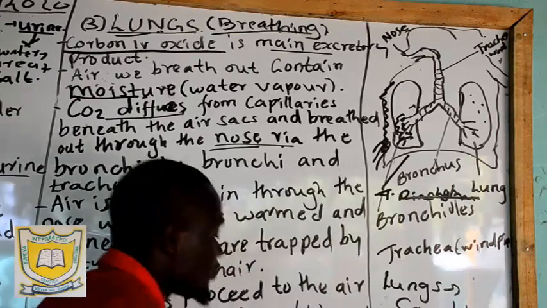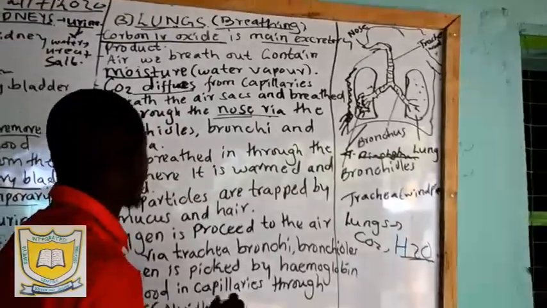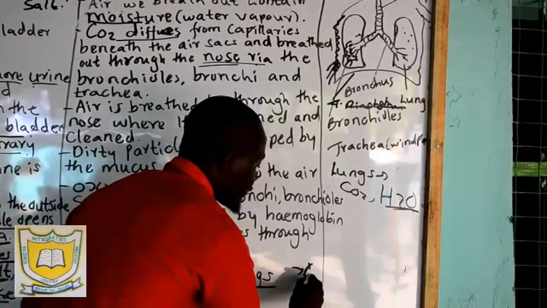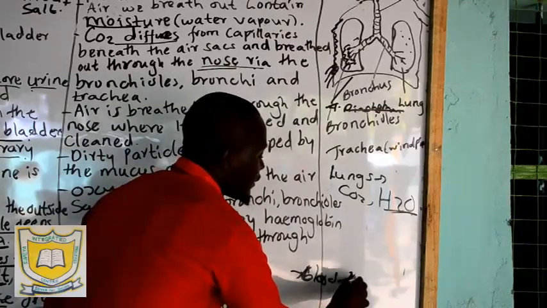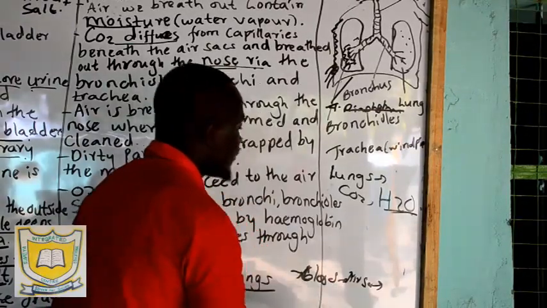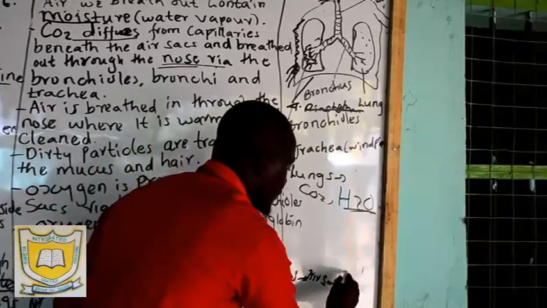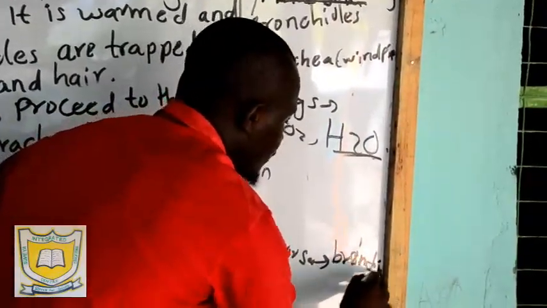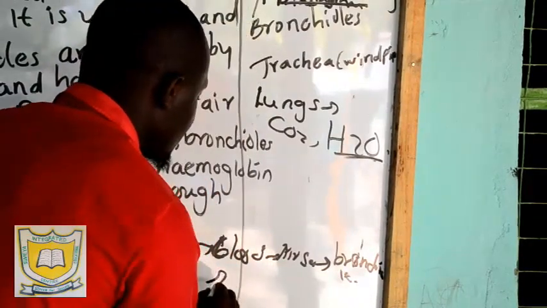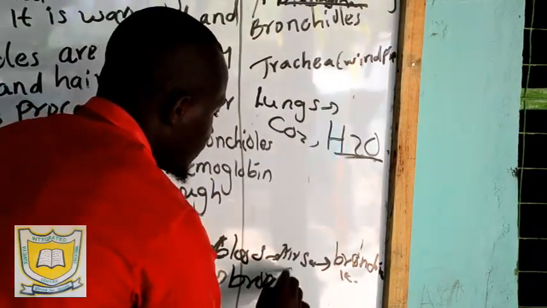Number one, you start by saying it passes from the blood into the air sacs. After entering the air sacs, it goes directly to the bronchioles. We talk of the bronchioles. Now, from the bronchioles, it goes to the bronchi.